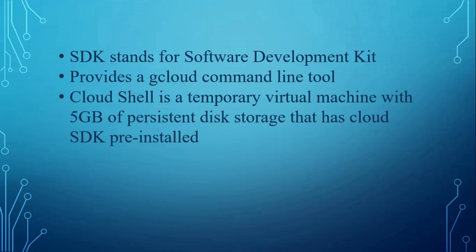Cloud Shell is a temporary virtual machine with 5 GB of persistent disk storage that has the Cloud SDK pre-installed. We'll be using both of these above methods, that is the GCP console and Cloud Shell, in this course. This is how a Cloud Shell looks like.